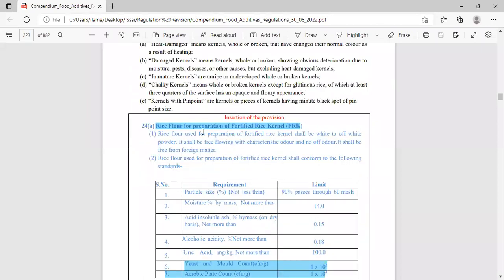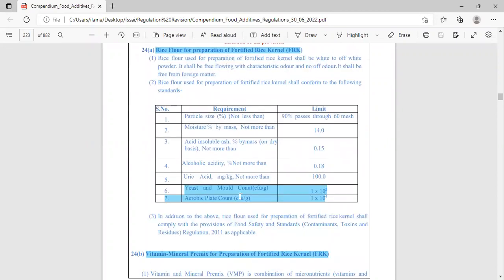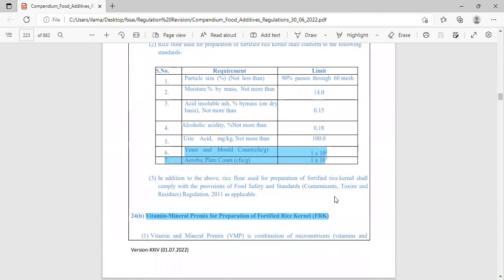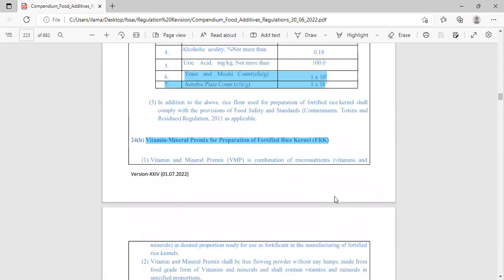Here this one is fortified rice kernels. Here the fortified rice kernels, the allowed yeast and mold count is 1 into 10 power 2, and the aerobic plate count is 1 into 10 power 4. And here the fortified rice kernel is known as FRK. So know what is FRK.